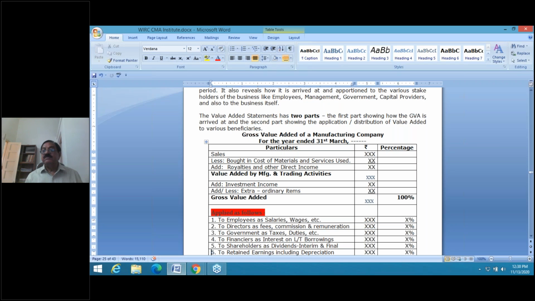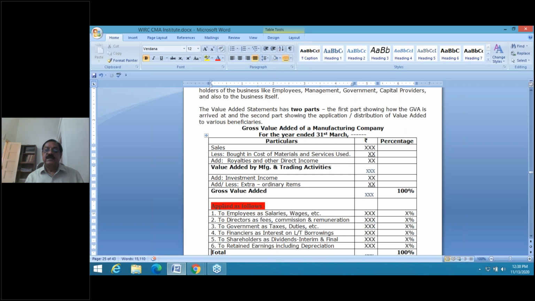Bought in cost of material and services used, friends. Here you take only the payments made to outsiders, not persons who are stakeholders. Now who are stakeholders? I'm coming to that. Employees are stakeholders because they are the creators of value additions. So in this bought in cost of material and services, only outside services other than employees cost is to be considered. Royalties and other direct incomes earned by manufacturing and trading activities, you will get that, you add investment income, then you add or less extraordinary items, you will get gross value added.